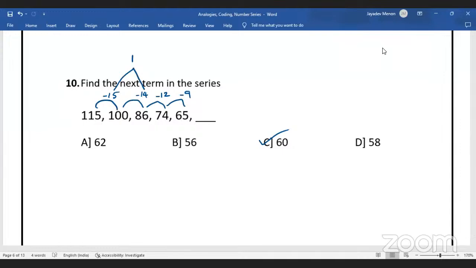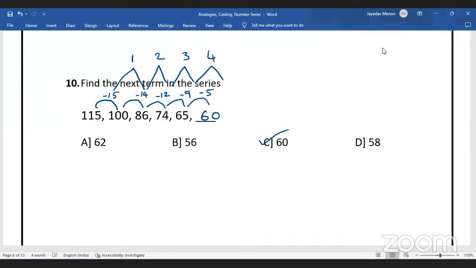The difference between 15 and 14 is 1. Now the difference between 14 and 12 is 2. The difference between 12 and 9, it is 3. So the difference between 9 and next number will be 4. The next subtracting number should be 9 minus 4, that is 5. So 65 minus 5 gives 60. So option C is the answer.